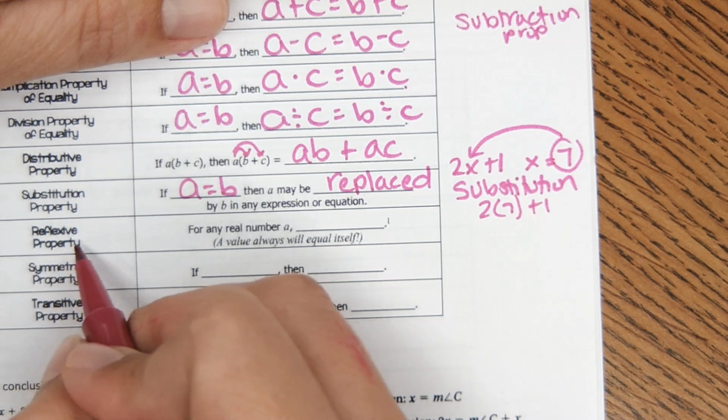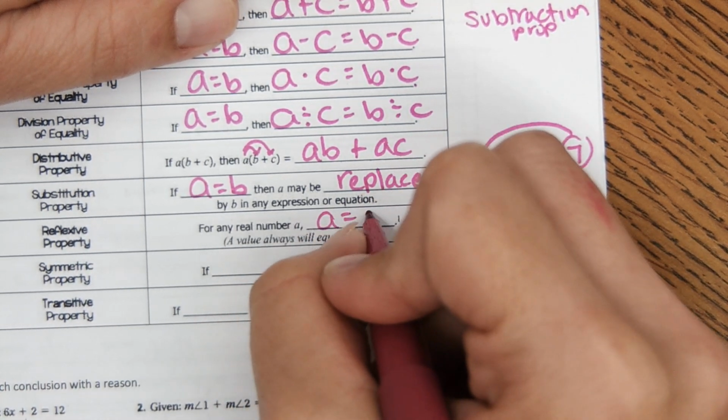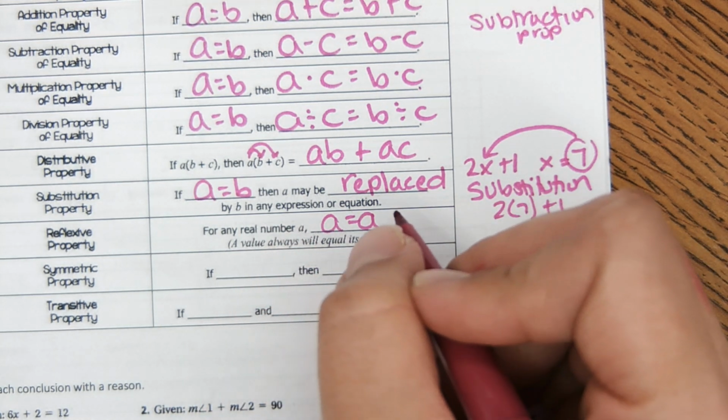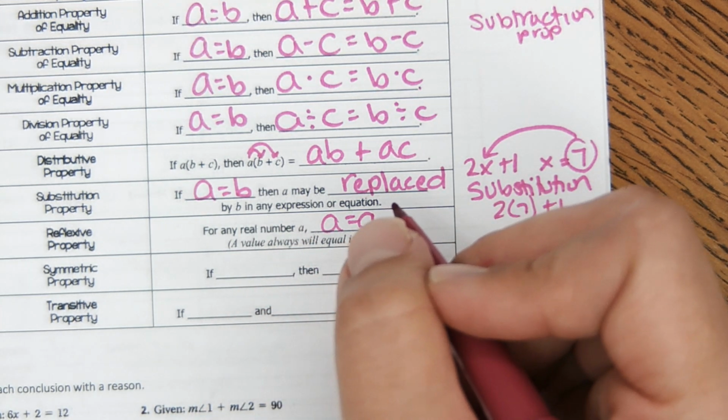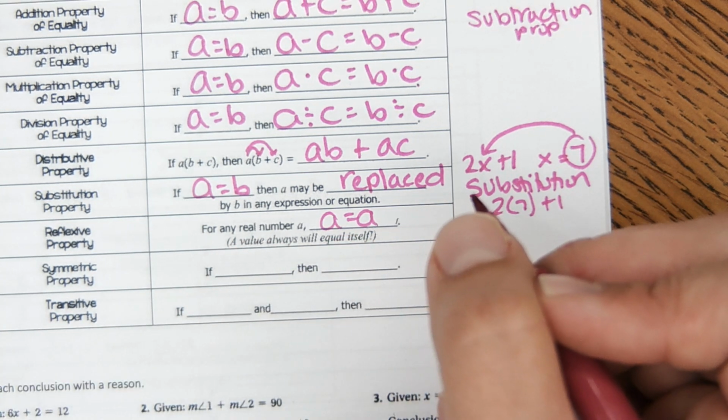Okay, and then reflexive property might be new. Reflexive property is just A equals A. It seems kind of silly at this point that we have to explain that, but it does come up in some of our lessons, and it'll make more sense later why we're explaining that now.